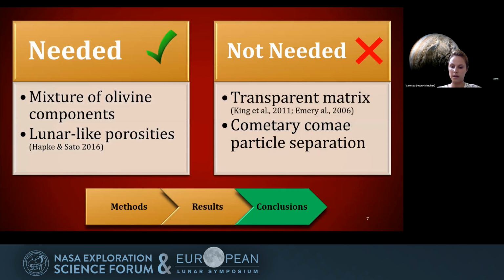So in conclusion, I broke this up into needed and not needed to be able to model the Trojan spectra. What was needed was a mixture of iron-rich and magnesium-rich olivines, or one or the other. Also, we needed lunar-like porosity, so around 70 to 80% bulk porosity. What was not needed, that was previously proposed, was fine particles of olivine embedded in a transparent matrix such as a salt. This was not needed. And then ultra-high cometary-like particle separations were not needed either.